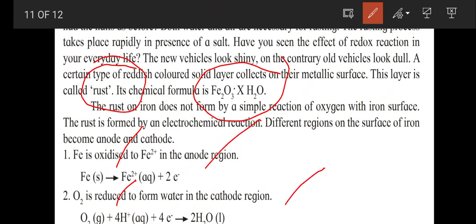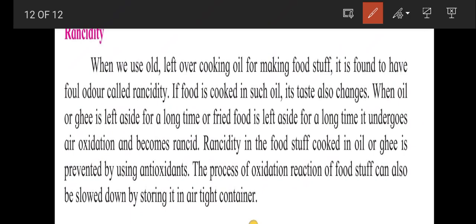So in the exam they will ask what is meant by rust, what is meant by the rusting of iron. In Marathi it's called लोखंडाचे गंजणे. Whenever any iron object is kept in the presence of air and there is moisture, it turns into a reddish color, so that is called the rusting of iron. The formula of rust is Fe2O3.xH2O, and they give the anode and cathode reactions. So I hope you understood this one.